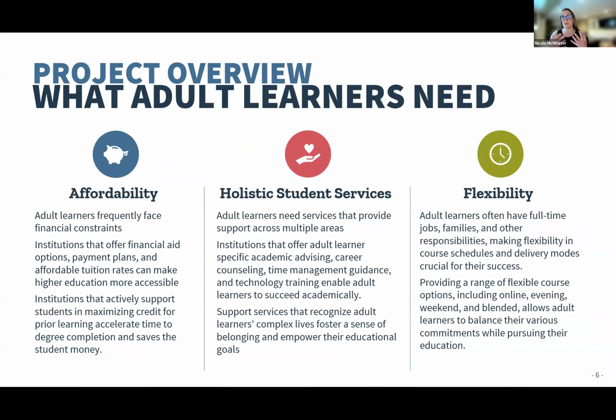We expanded the scope a little bit to include process mapping, and I'll talk a little bit about that. But just talking a little bit about what we learned through this process and what we've learned just through research. And this is not going to come as any surprise to any of you that work with adult learners: what do adult learners need when we think about their access and their success, as well as onboarding specifically? And we know that these are three of the main things. So affordability, holistic student services, and flexibility.